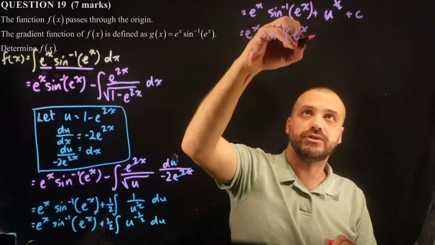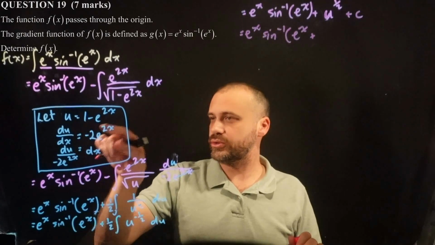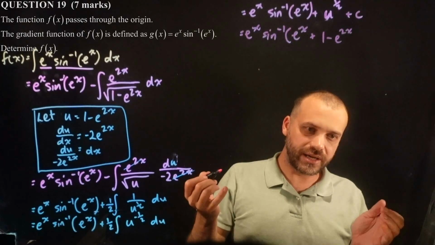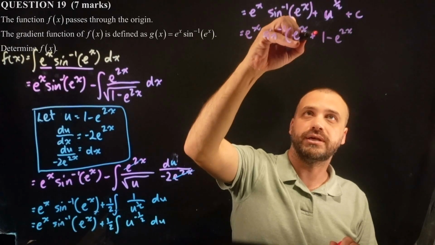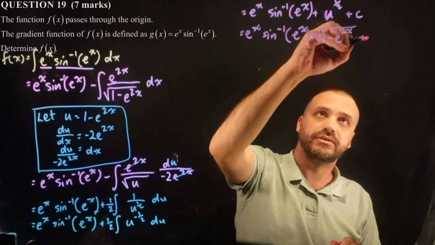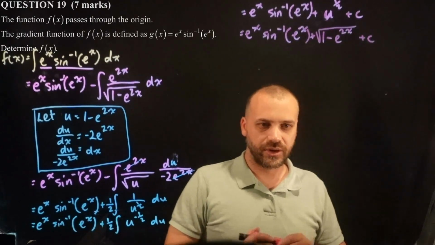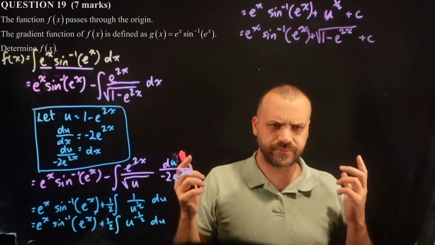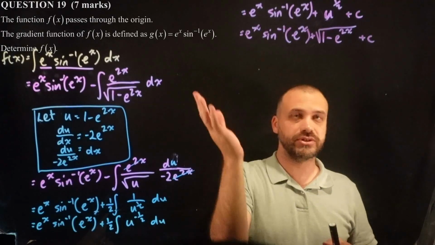u is not u. u is 1 minus e to the 2x. And raising that to the power of a half, we get a square root there. I've got to close my bracket there. And a plus c on the end. Okay. I think I'm done. That's a whole integral now.